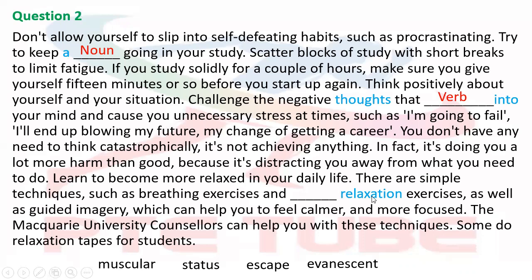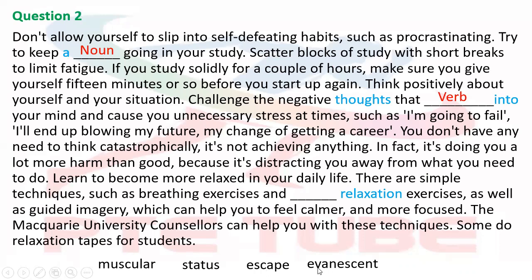Relax is a verb. Relaxing is a verb, relaxation is a noun. So what describes a noun? It is an adjective. I need an adjective here. The nature of the word that has to come over here should be an adjective. Okay, muscular relaxation. Muscular is an adjective. Status is a noun. Escape is a verb.